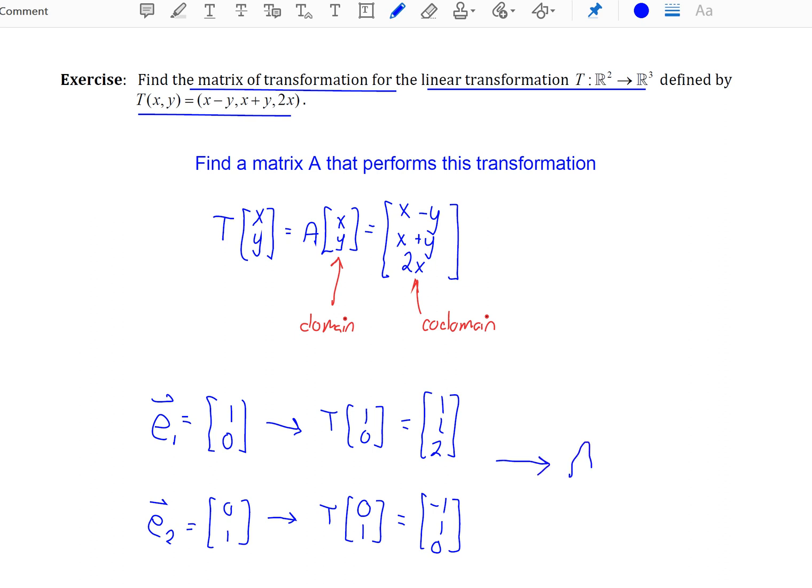This allows us to say that our matrix of transformation has to be the matrix with columns 1, 1, 2 and negative 1, 1, 0. This is our matrix of transformation that does the same thing as using the given function.